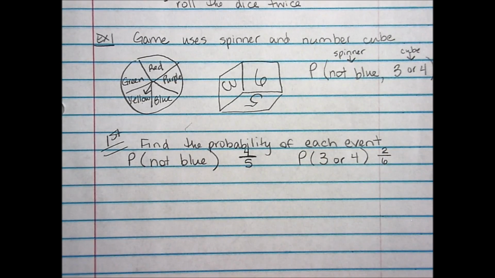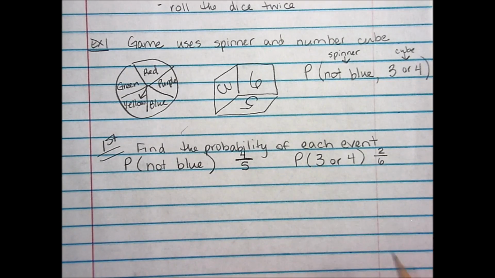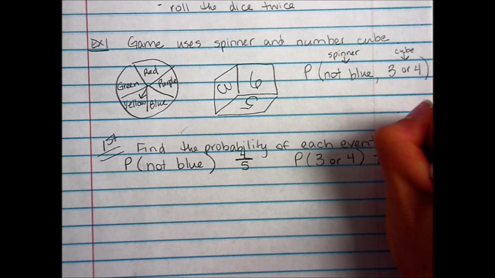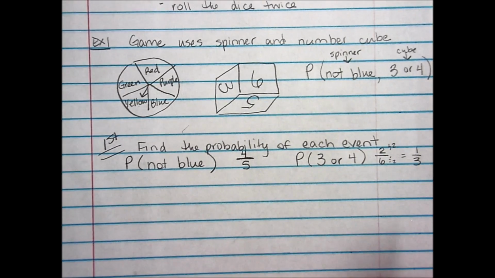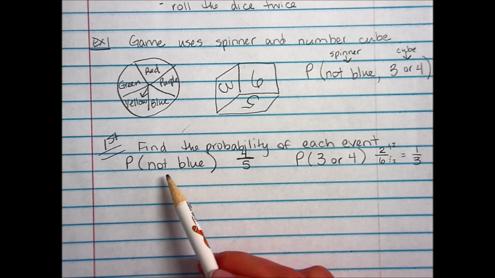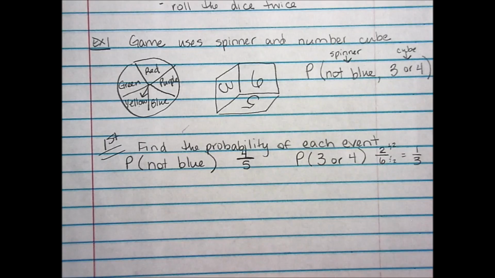Now, when we write our probability, we want to put it in simplest form. I noticed that both of these are even, so that tells me they're both divisible by? 2. Good. So we divide by 2, and I will get 1 out of 3. Okay, so once again, our probability of not getting blue is a 4 out of 5 chance. The probability of getting a 3 or 4 is a 1 out of 3.